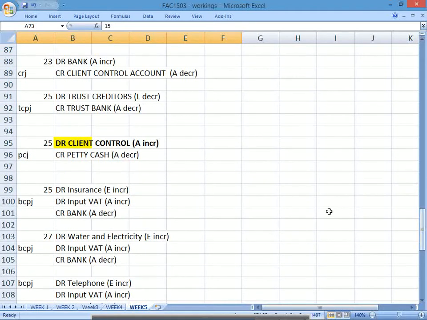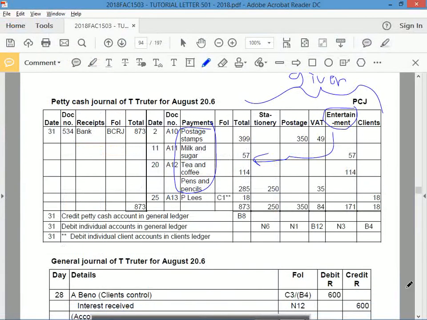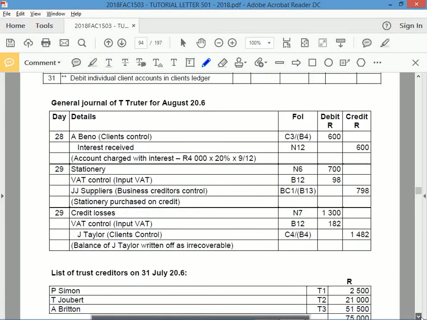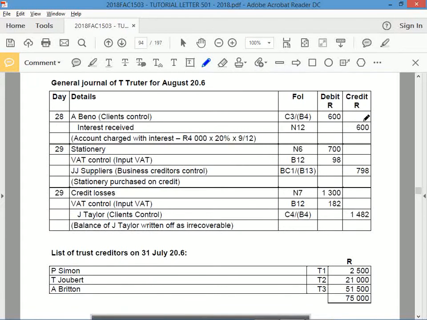Did we have it? Yes, we did. Okay, there's the client control. Okay, that's fine. Everything looks good. And then you've got the general journal. That was for the interest. Interest is there, that's good.